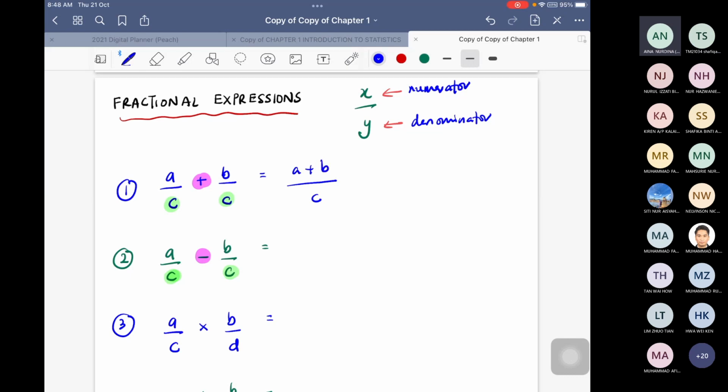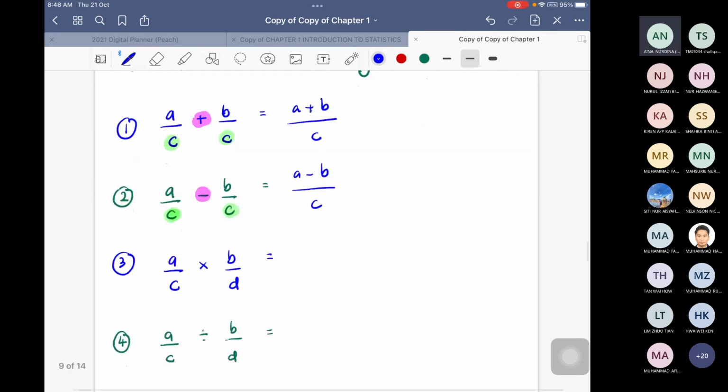So this is going to be for the case of operasi tambah lah. So operasi tolak pun sama juga the idea. So ni adalah per C. So dia akan jadi kat atas tu akan jadi A tolak B. Okay. So the main idea adalah, make sure dia punya denominator adalah sama. Okay, baru you boleh buat operation.